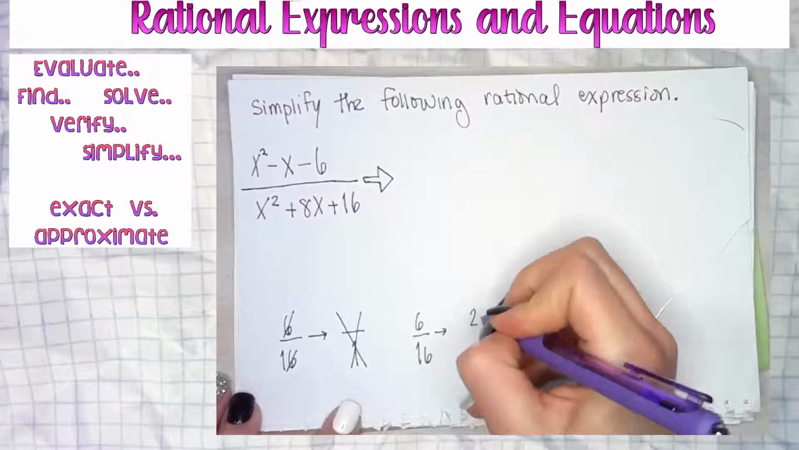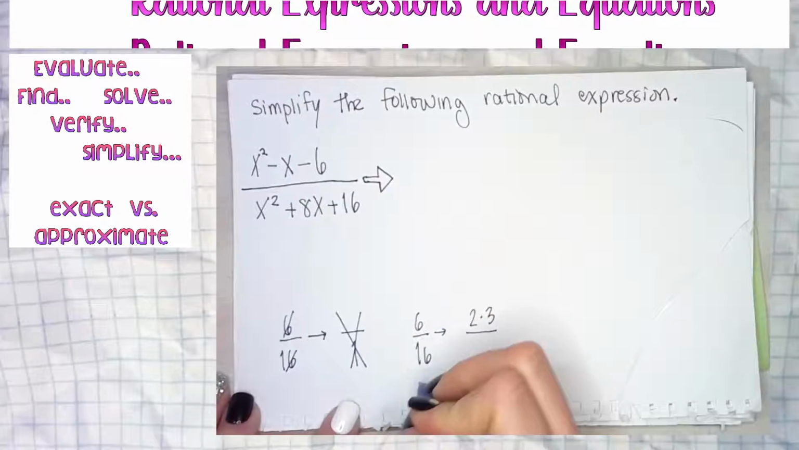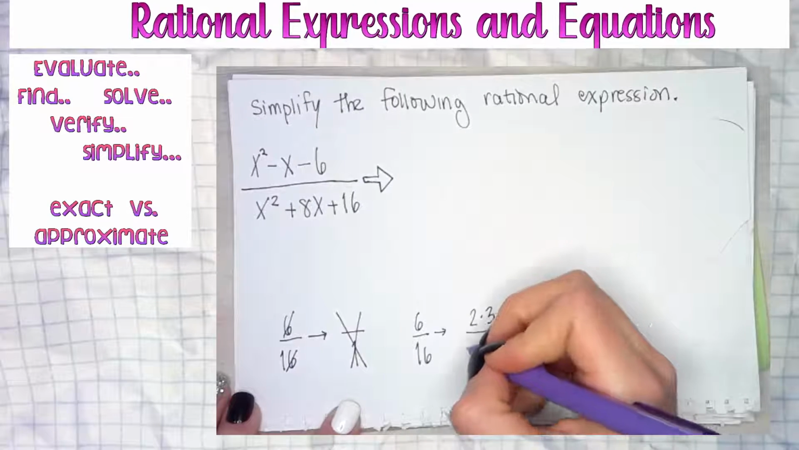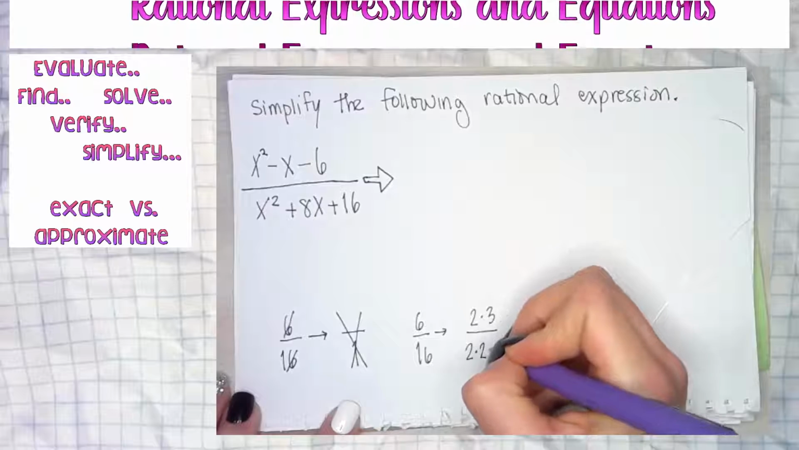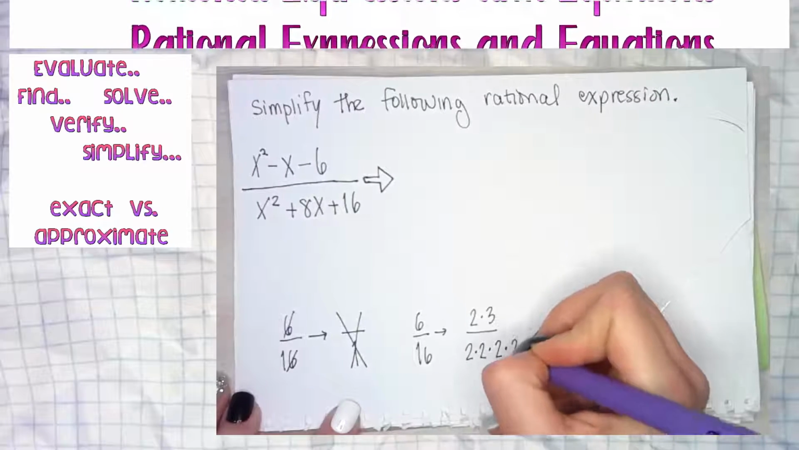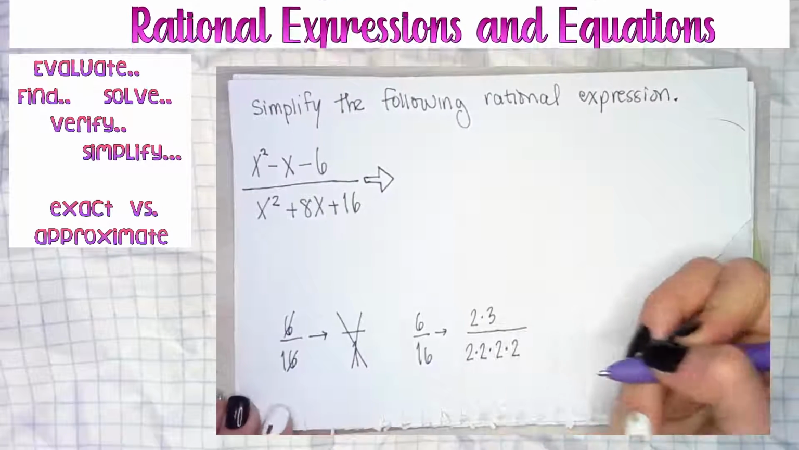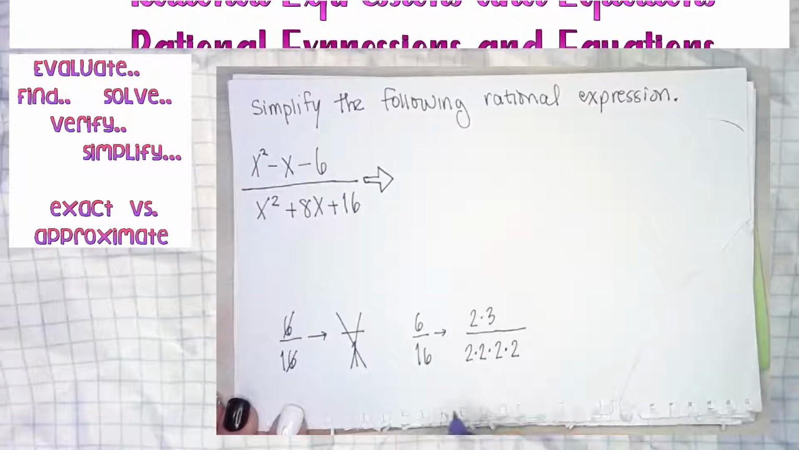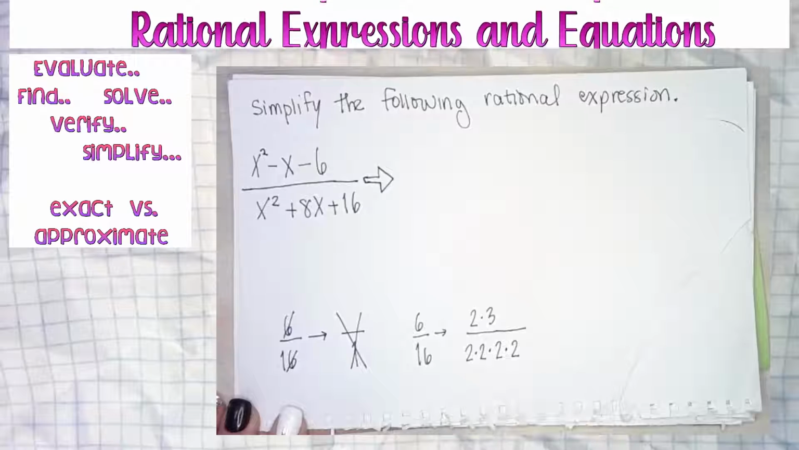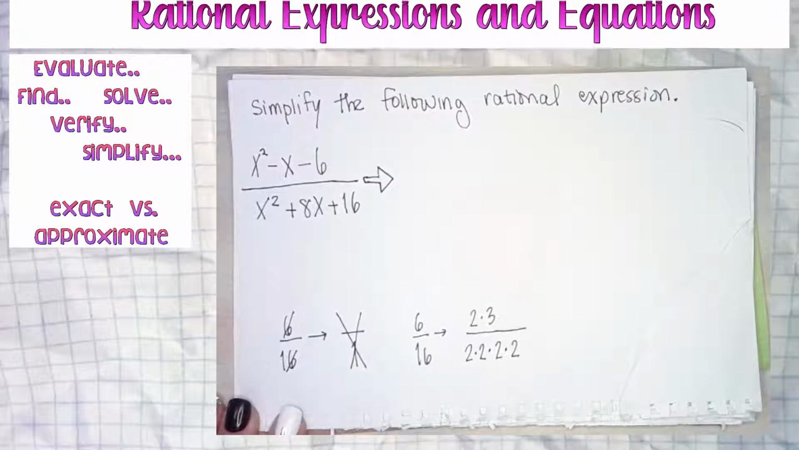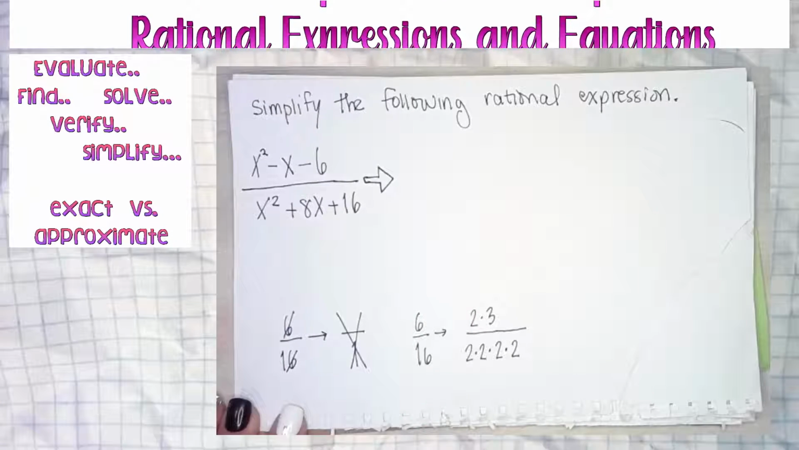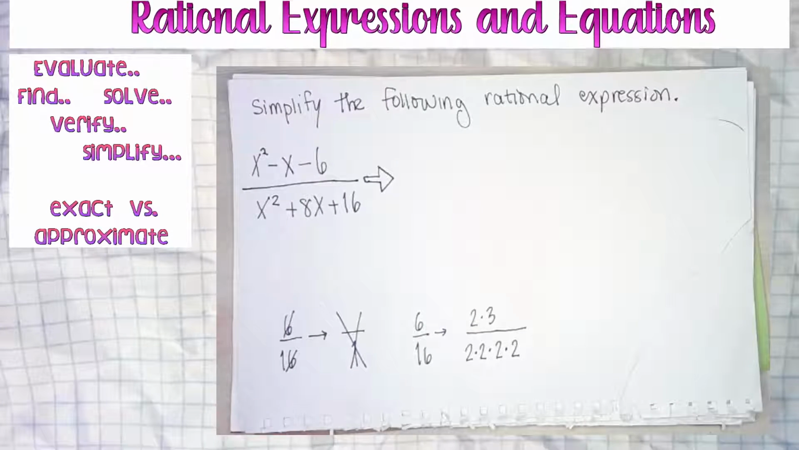6 multiplies to 2 times 3. 16. What multiplies to give us 16? 4 times 4, and then each 4 becomes a 2 times 2. So really it's 2 times 2 times 2 times 2, 4 of them. Again, these are called the prime factorization of each number. I could also have written this as 2 to the 4th power. That's another way to write it. But for right now, I think that's fine, okay?